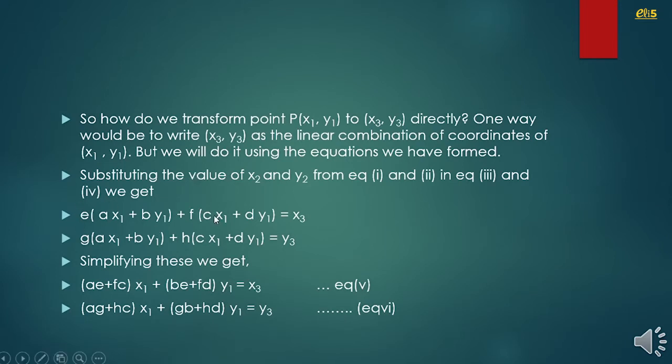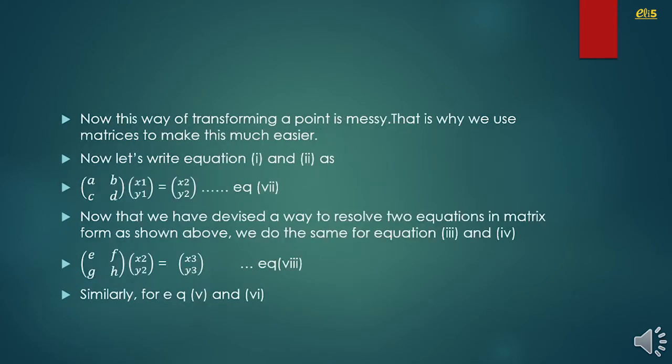We get e times (a x1 plus b y1) plus f times (c x1 plus d y1) equals x3, g times (a x1 plus b y1) plus h times (c x1 plus d y1) equals y3. Simplifying these a bit, we get (ae plus fc) times x1 plus (be plus fd) times y1 equals x3, (ag plus hc) times x1 plus (gb plus hd) times y1 equals y3. So this is pretty much straightforward. We've just done a bit of simplification.